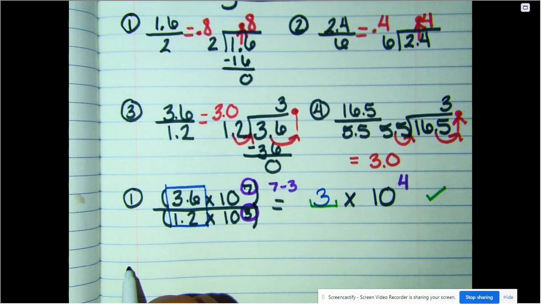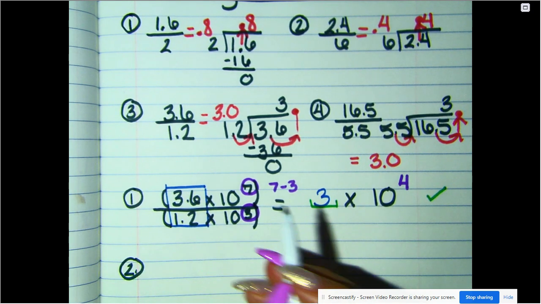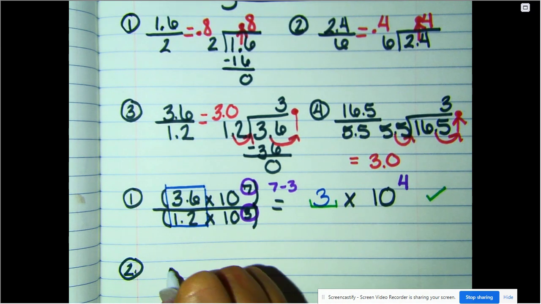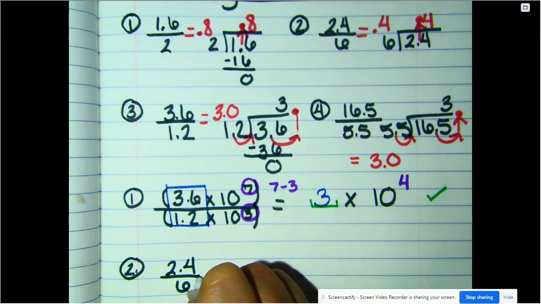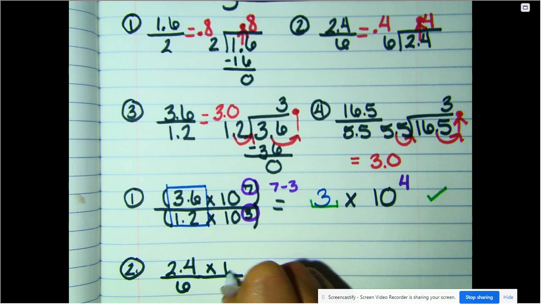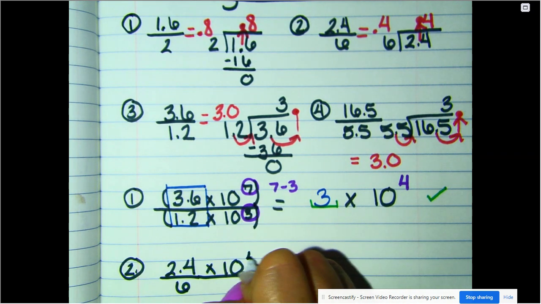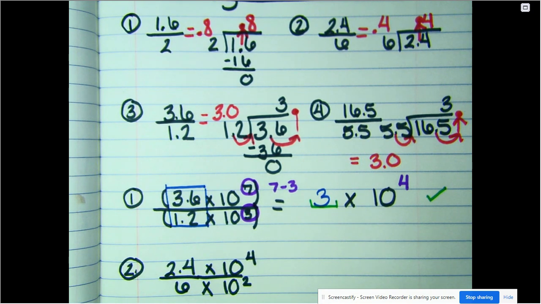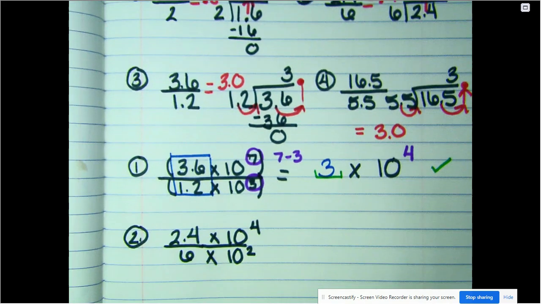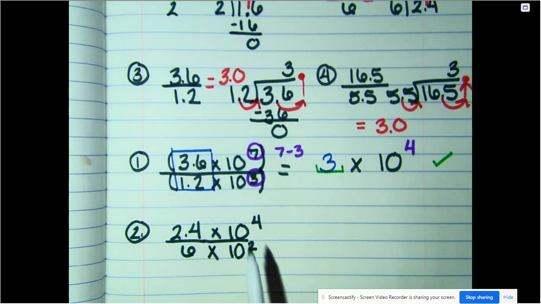Taking a look at the next example, we have 2.4 times 10 to the 4th power divided by 6 times 10 to the 2nd power. I'll go ahead and pause here for you to write that down. 2.4 times 10 to the 4th divided by 6 times 10 to the 2nd power.